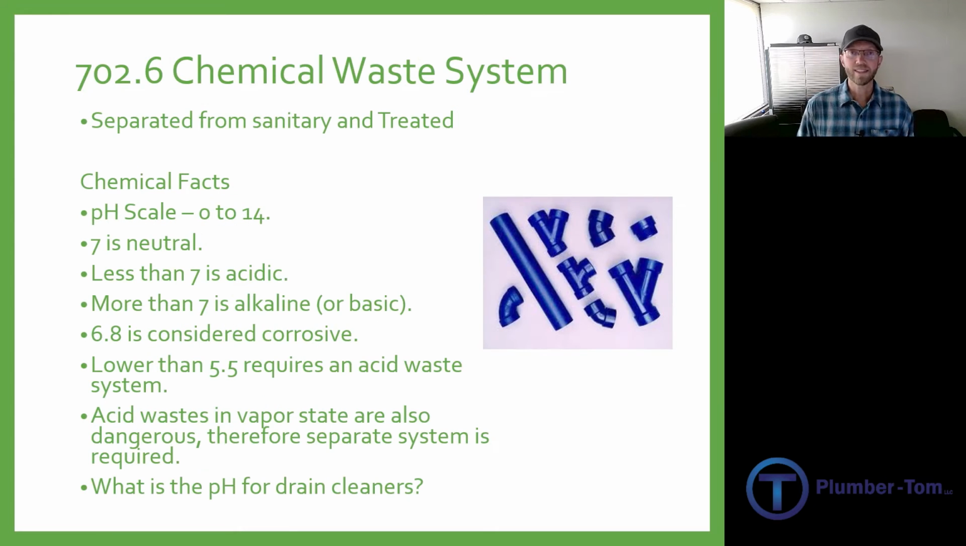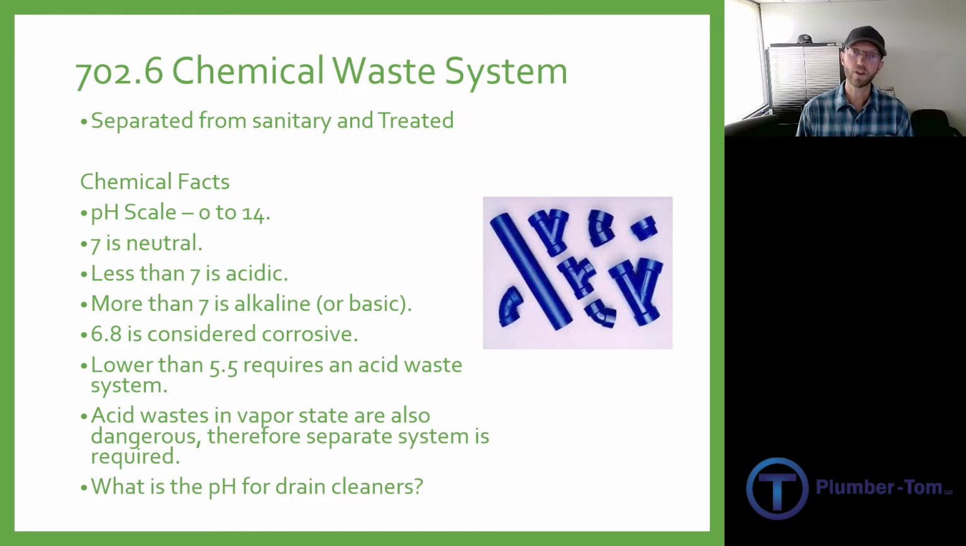Another form of waste that can damage the pipes is the chemical waste. So laboratories or anywhere that they're using harsher chemicals are going to be handled with a separate drainage system from the sanitary, and also treated so that we can eliminate those harsh chemicals.